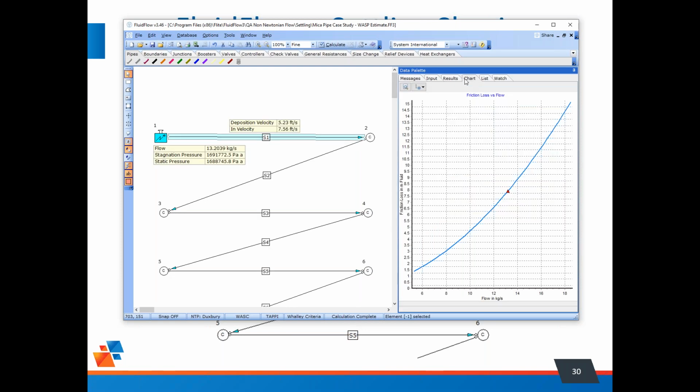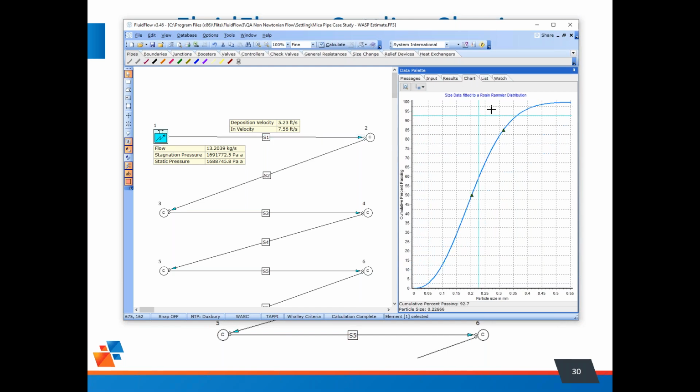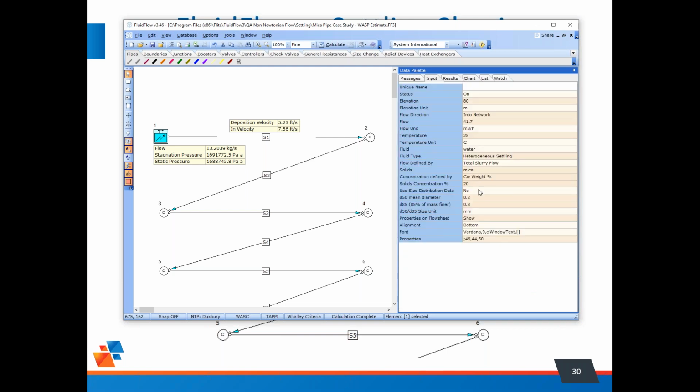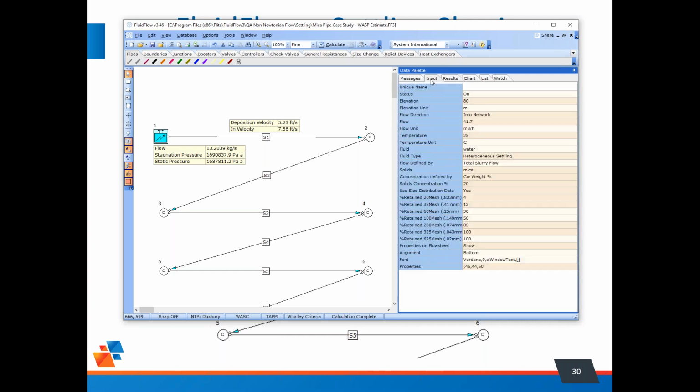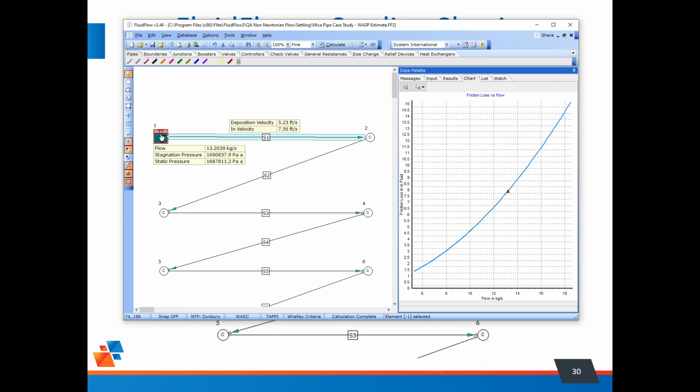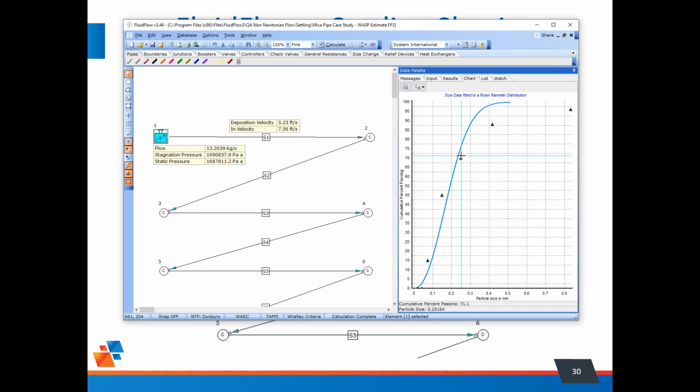Okay, so we're looking at the flow versus friction loss curve, where we can look at the RR distribution curve, and this is the D50 and D85. If we switch this to use size distribution data, then we're looking at the percentage retained for different mesh sizes, different screen sizes. And if we hit calculate here, you're going to see a message where we're using WASC, but WASC does not require size distribution. It requires D50 and D85, which are going to be extracted from the RR curve, which is in this case here. Right, so here's the RR curve plotted based on that size distribution.